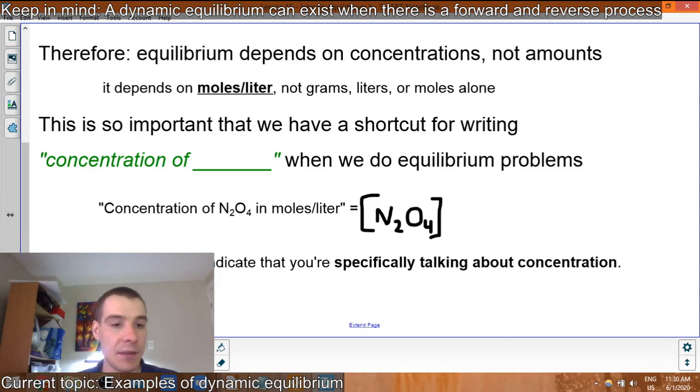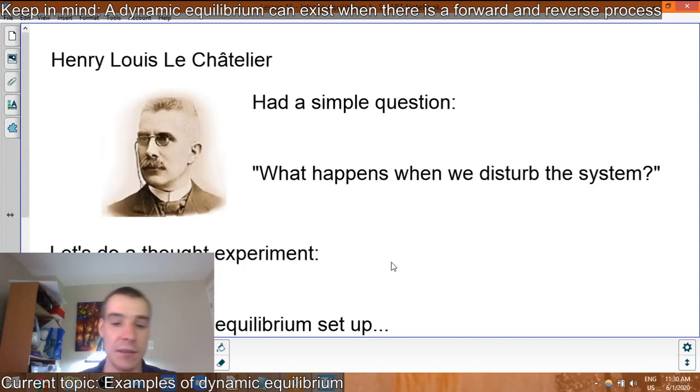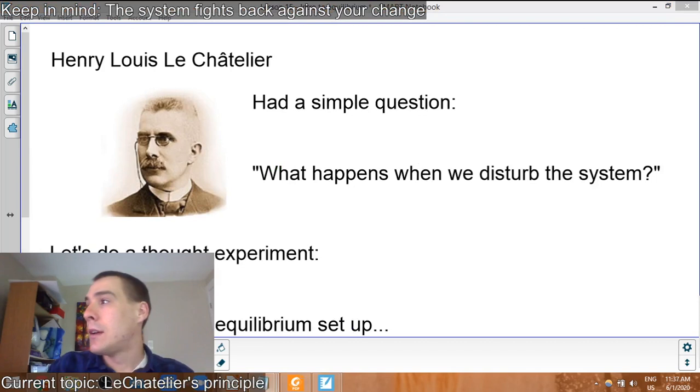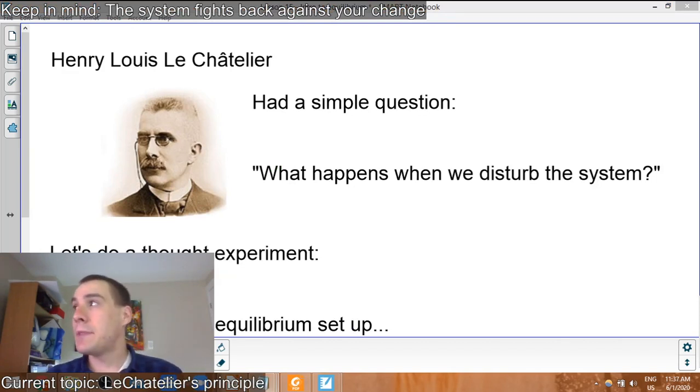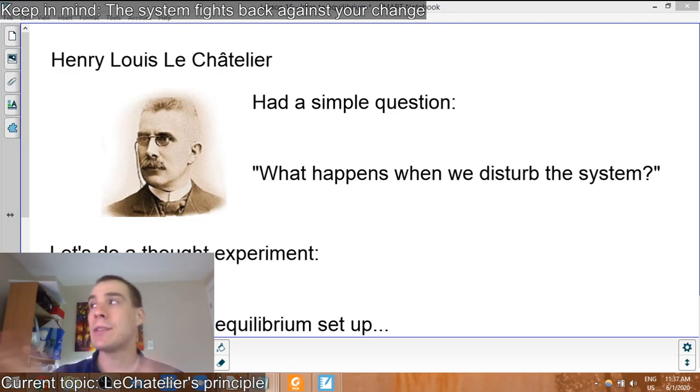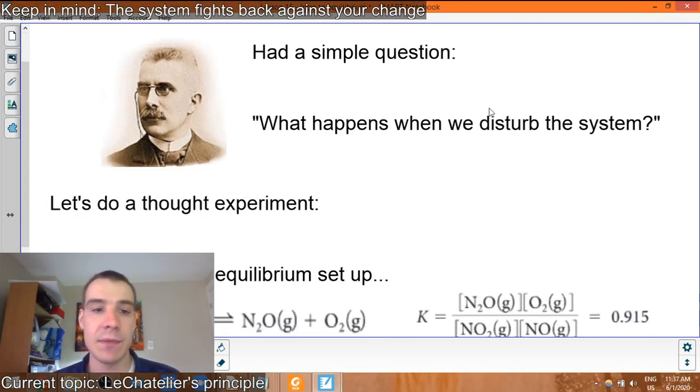And then we're going to talk about LeChatelier's principle. It's a pretty simple question that he had: what happens when we disturb the system? He would mess with quantities of reactants and products. He'd heat stuff up, he'd cool stuff down, and he was working on that kind of stuff.